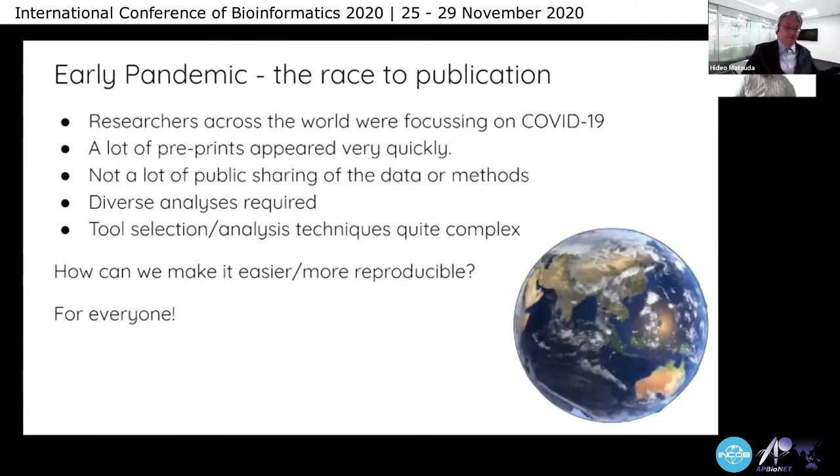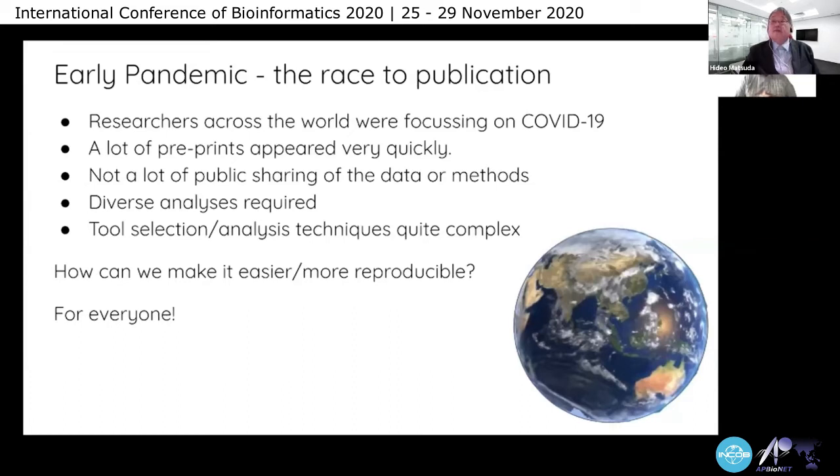Early on in the pandemic, there was quite a race to publication. Researchers from all over the world were beginning to focus their efforts on COVID-19. There were a lot of preprints that appeared very, very quickly in bioRxiv and other preprint servers, but there didn't seem to be a lot of public sharing of the data or the methods. Some of these methods were very poorly described, and there wasn't a lot of data around.